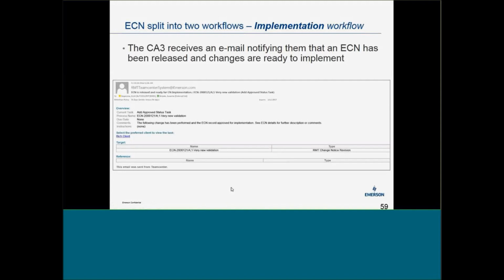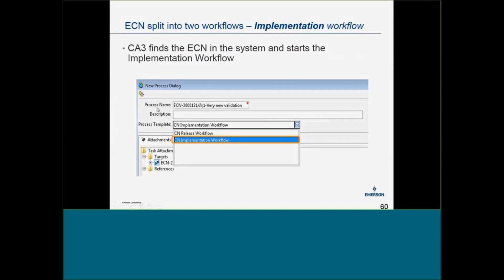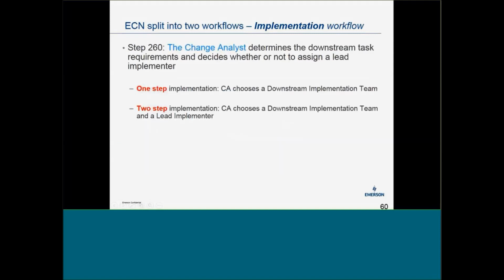So the CA3 will receive an email after the ECN release workflow is finished, notifying them that the ECN has been released and the changes are ready to implement. This email will give them the ECN number. They'll use that to find the ECN. They'll start the implementation workflow, and then they will determine whether or not to assign a lead implementer for this implementation.